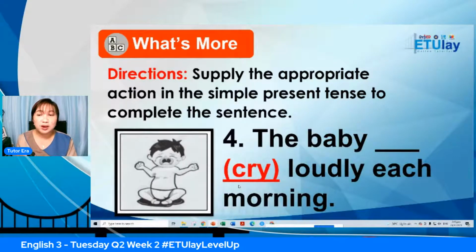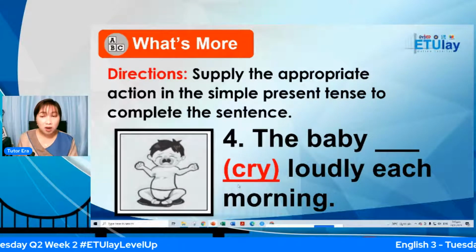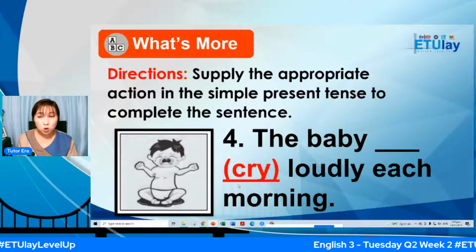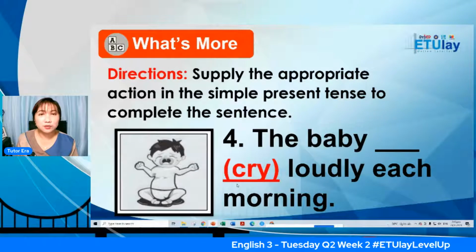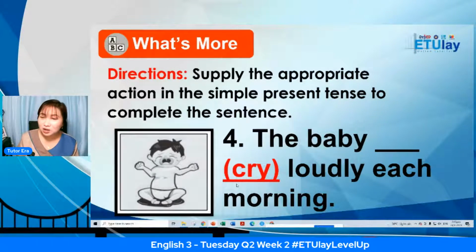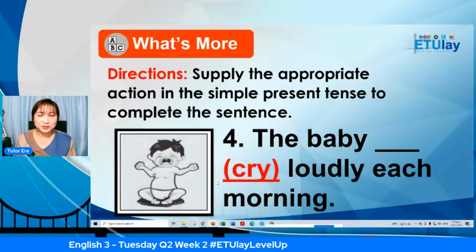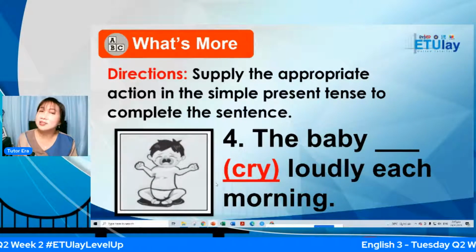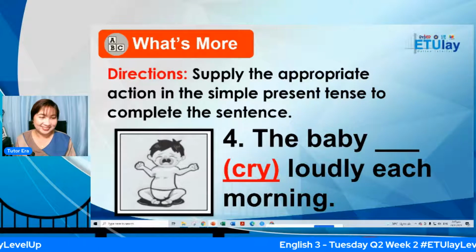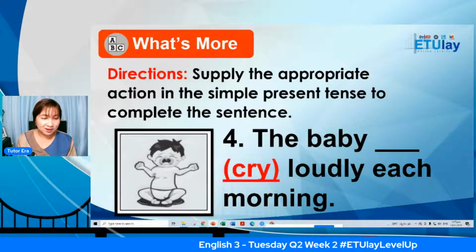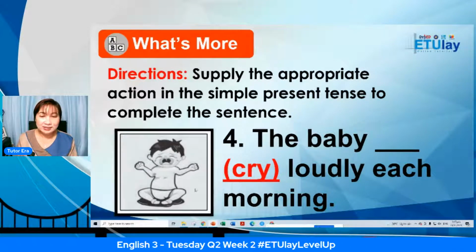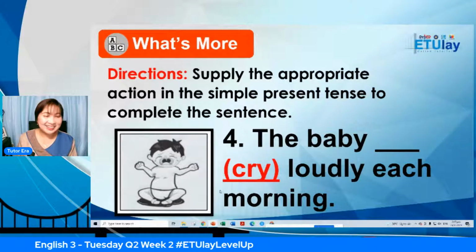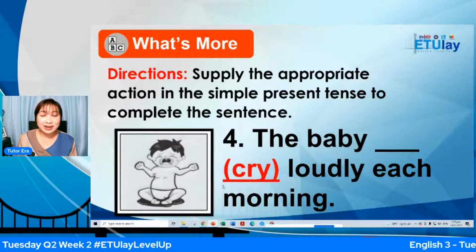For number four: The baby cry loudly each morning. So what is the verb to be used? Is it cry or cries? What do you think is the answer? Look at our subject. Is it singular or plural? So for number four, the answer is, all right, Erin Miranda is correct. That is cries.